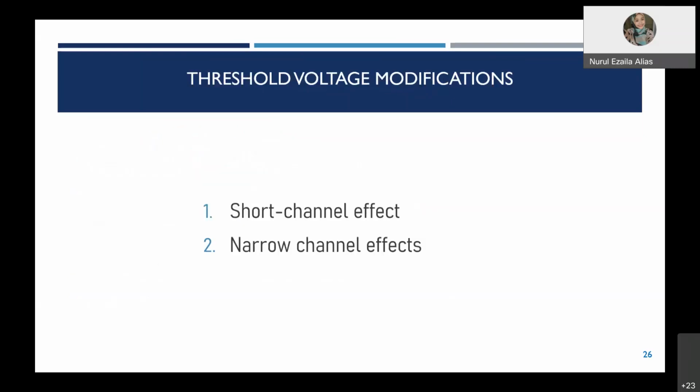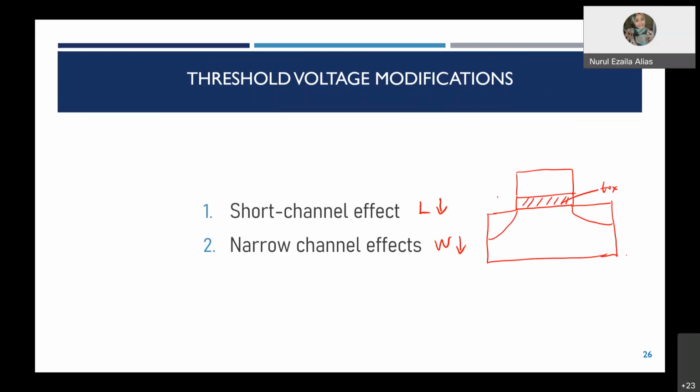So, threshold voltage modification. There are two effects. One is the short channel effect when L is reduced. The other one is the narrow width effect when W is reduced. So this is your structure, and now we want to see this effect. For example, you have this, this is your T-ox, this is your source and drain, and this is your gate. The distance between the source and drain is L.